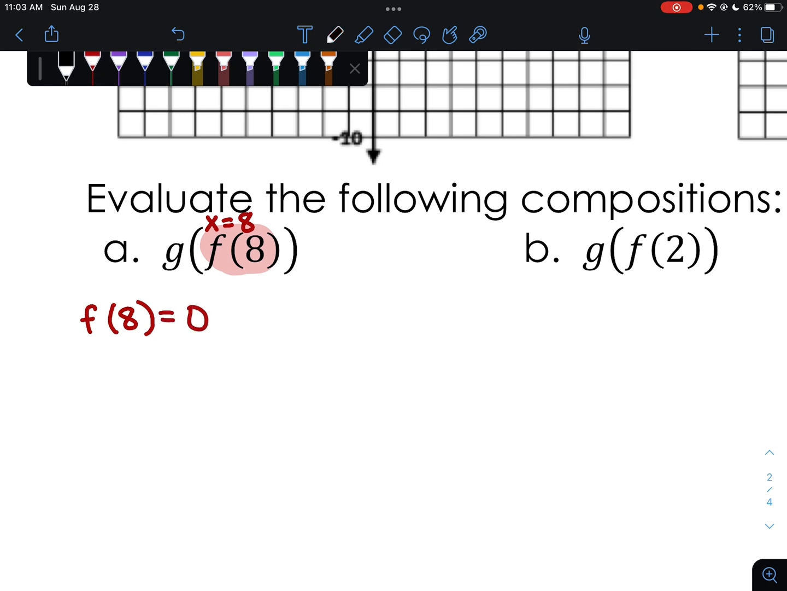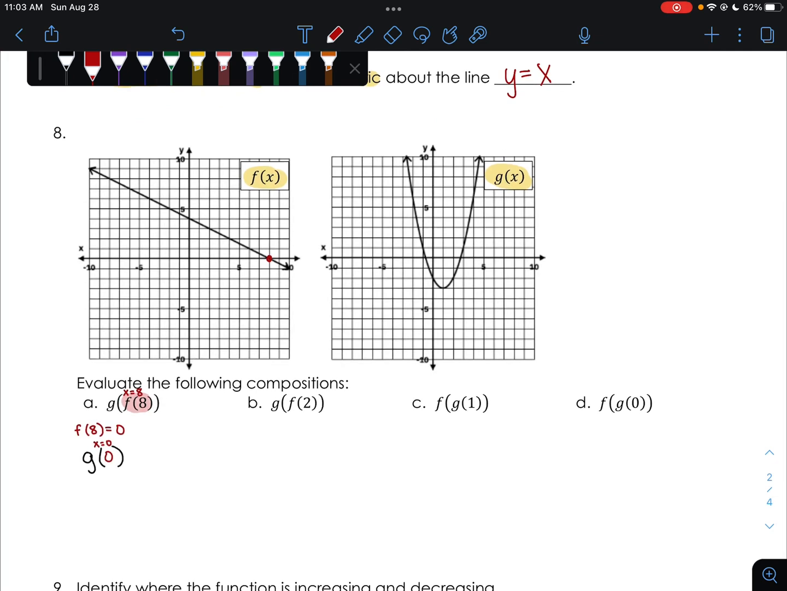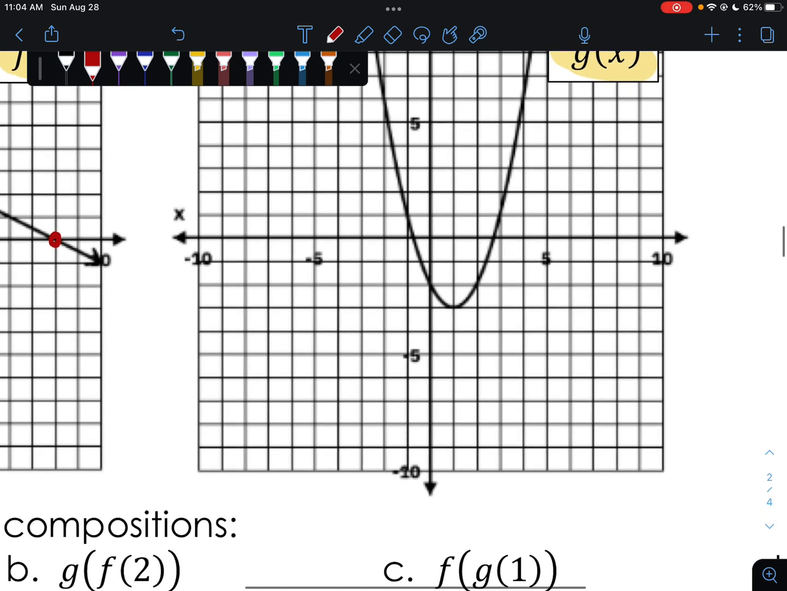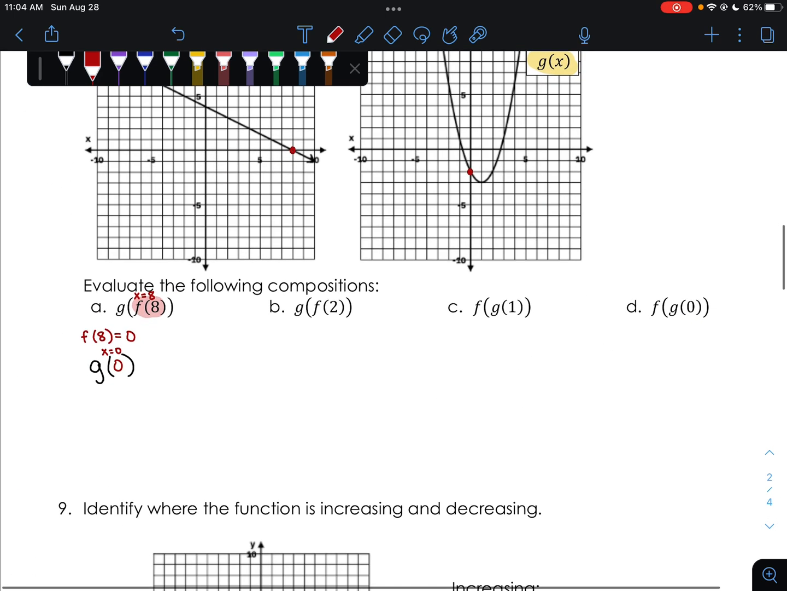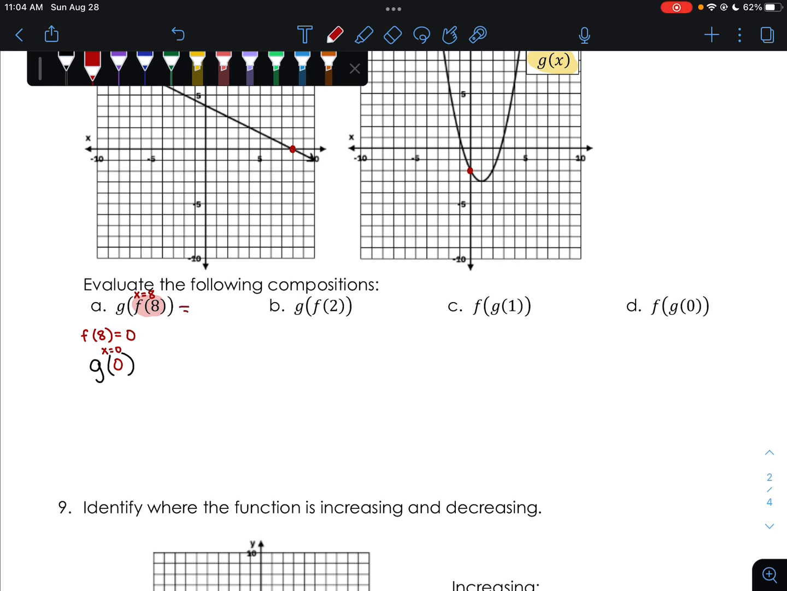So now I can rewrite it as g of 0. So now when x equals 0, what is the y value in my g function? Well, when x equals 0, the y value in my g function is right here at negative 2. So my answer here would be negative 2.